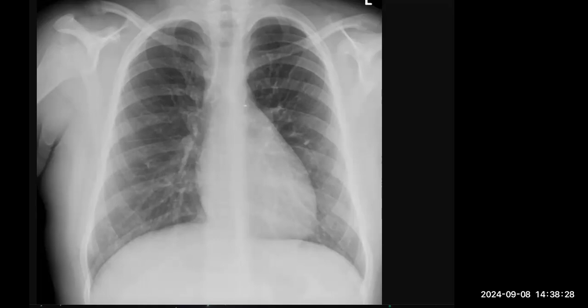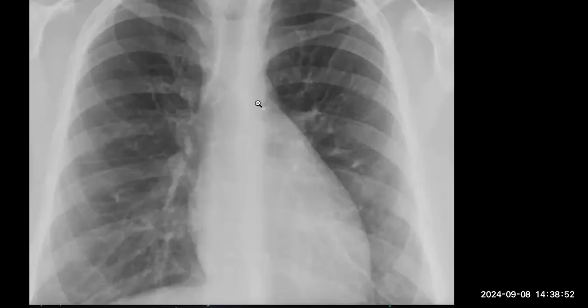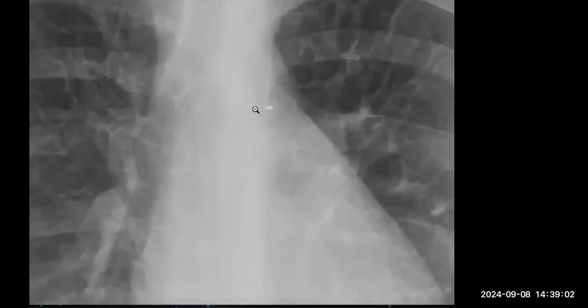Apart from that, I'm looking at the bones, which appear normal. Cardiac surgery. There are calcified foci or clips overlying the left hilum, which could be post-surgical. Yes. What do you think it is? It could be a surgical clip, but I'm not able to appreciate any of the surgical clips.